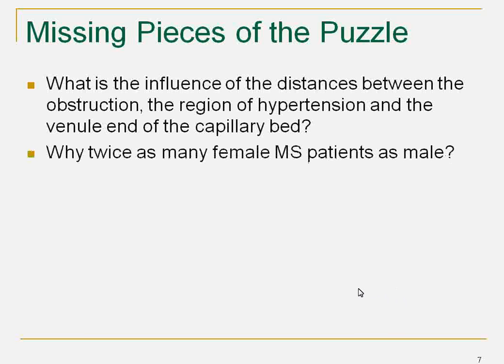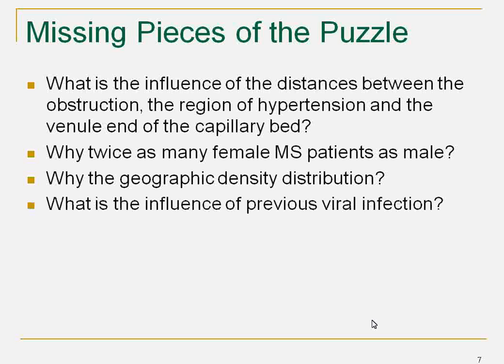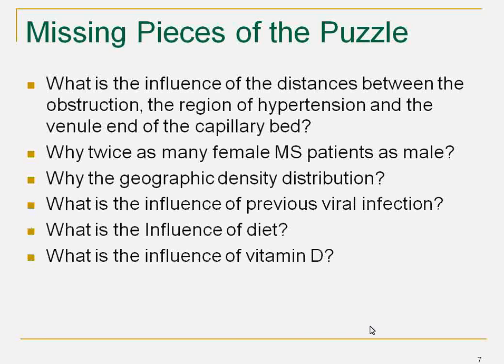Why are there twice as many female MS patients as male? Why is there the geographic density distribution that we see in the northern regions like Greenland, Sweden, Canada? The per capita population of MS is much greater than other parts of the world. There's science that indicates a previous viral infection may influence MS. It's been shown that a diet can reduce the symptoms of MS. Taking vitamin D can reduce the symptoms of MS. Some of these things may be interrelated. For example, the sunshine content has vitamin D in it, and you get less sunshine in the northern countries. And it may well be that diet and vitamin D go hand in hand.